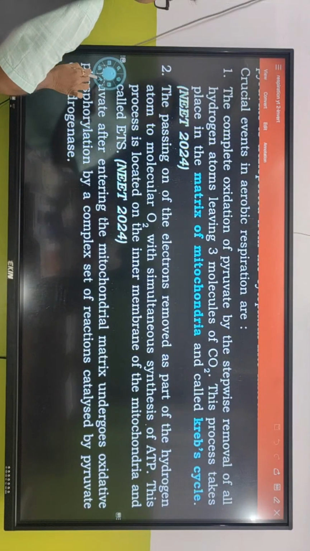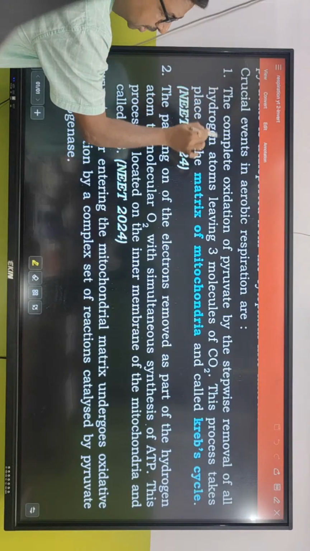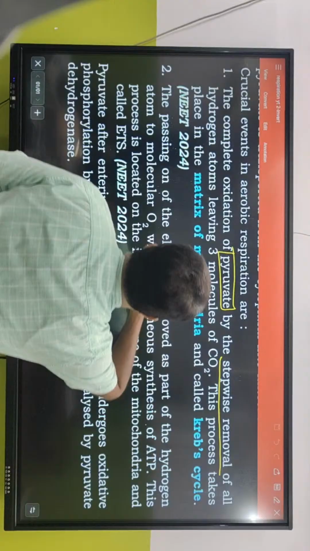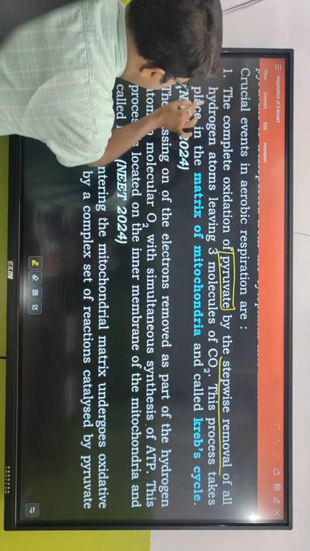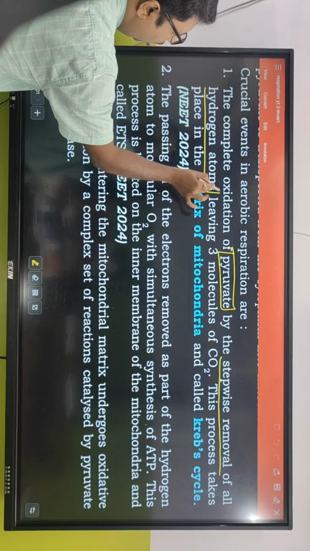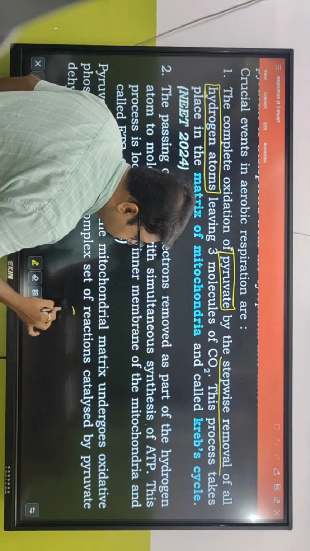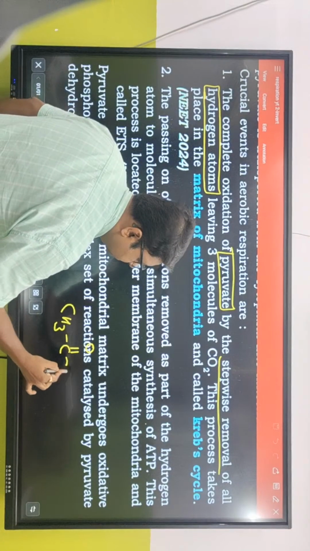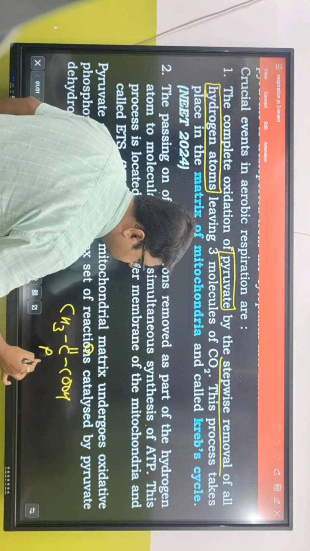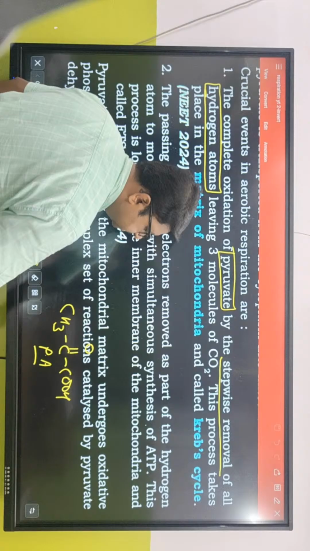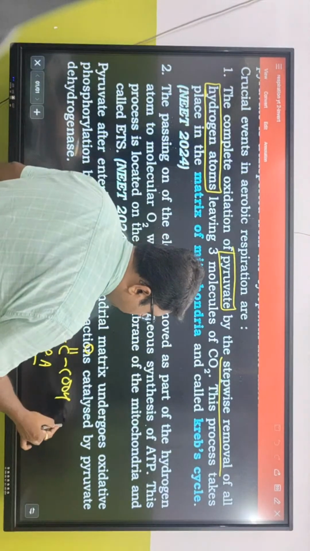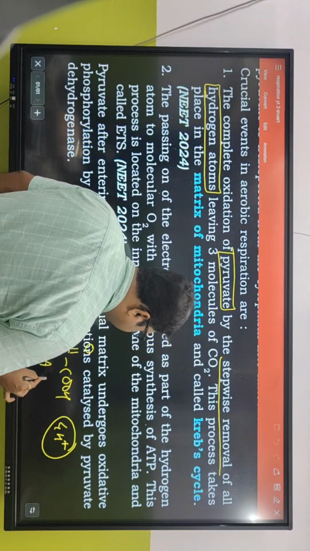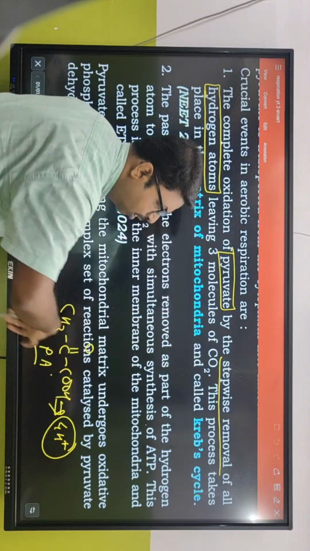Number one, the complete oxidation of pyruvate, that is pyruvic acid, by the stepwise removal of all hydrogen atoms. Removal of what? All hydrogen atoms. How many hydrogen are there in pyruvic acid? Find out. Tell me. 4. Very good. So 4 hydrogen from this pyruvic acid has to be removed, which will be called complete oxidation.